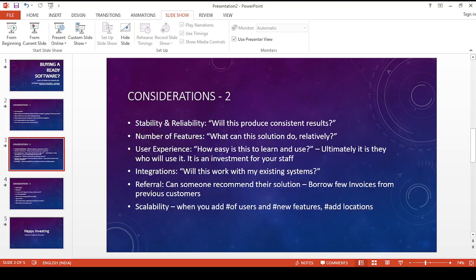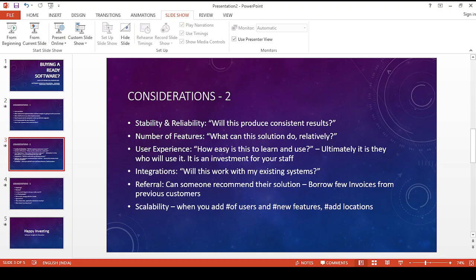So going to the next consideration, stability and reliability. This software that you're going to consider, will it produce consistent results? Meaning it should behave in the same fashion as it has been demoed to you. So this is about stability.